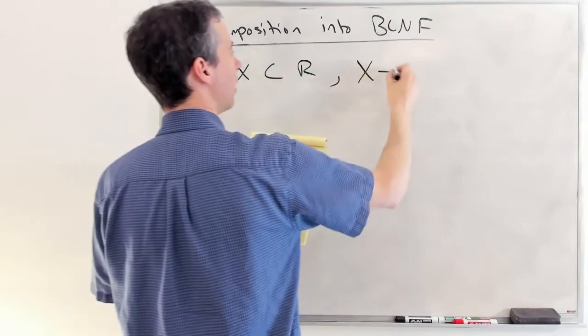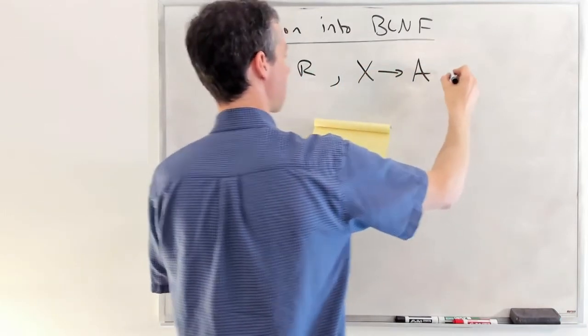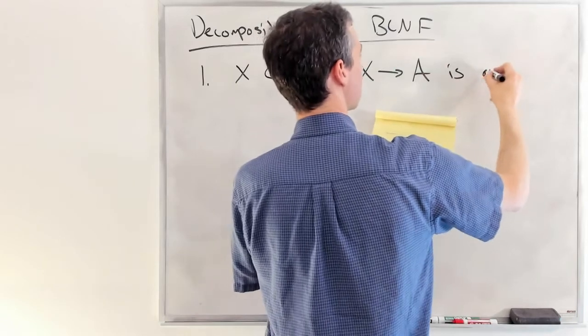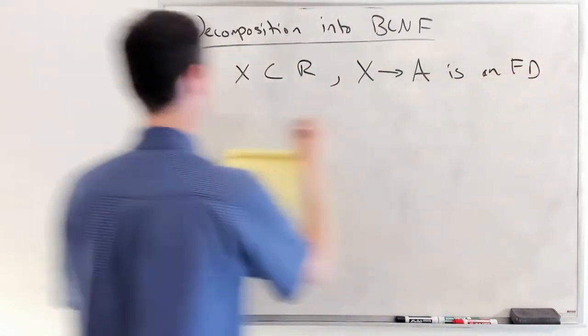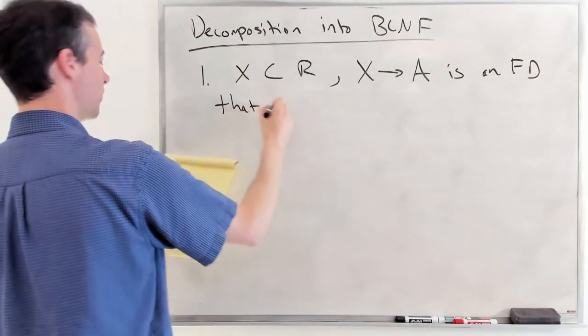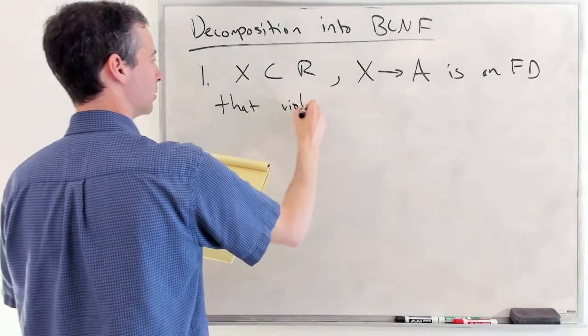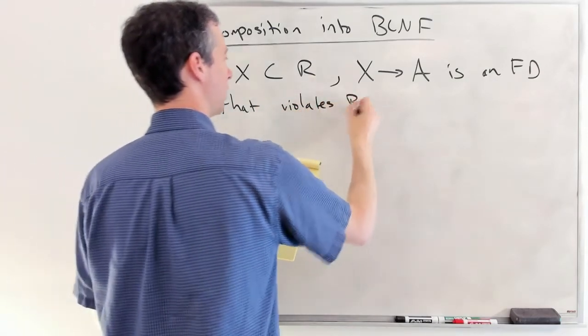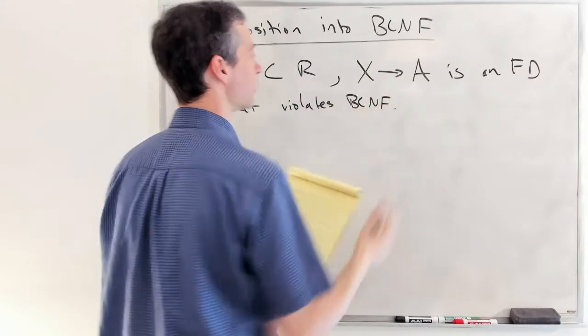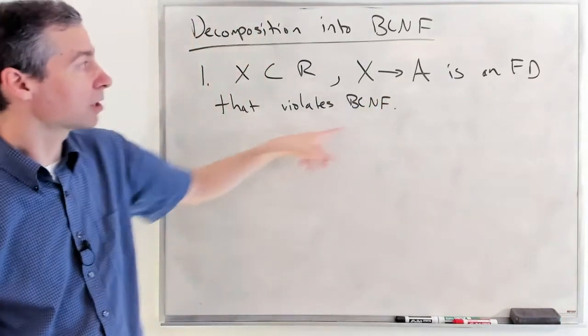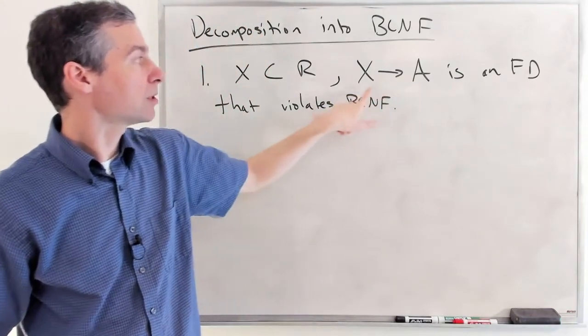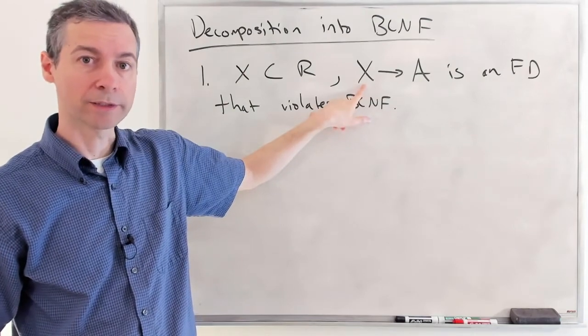We know that X determines A is a functional dependency that we've identified violates BCNF. In other words, we have found when we look at our table that we have a functional dependency where X is not a candidate key.